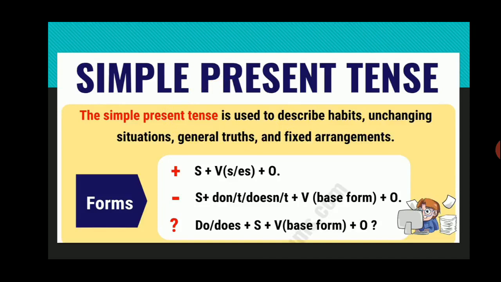Next, look at the formula. It's quite simple. You just need subject plus verb s or es for she, he, it, and then object. For negative sentences, we use don't and doesn't. Don't for I, you, we, they, and doesn't for she, he, it. Remember that for the verb, it is back to base form, verb 1 without s or es again. And for interrogative, we use do and does at the beginning, then subject, and verb 1 without s or es. So this is the basic information of simple present tense.